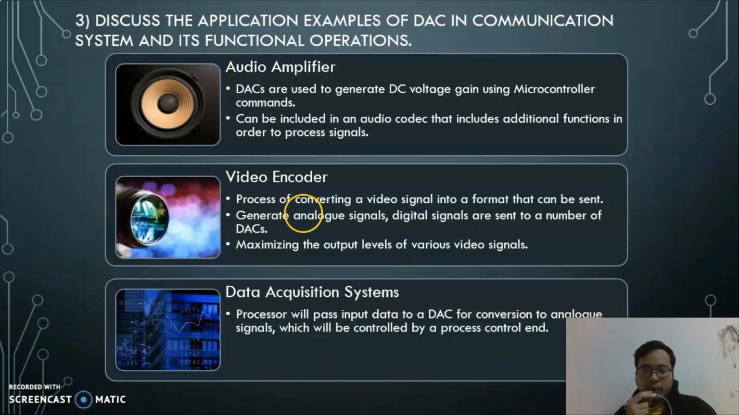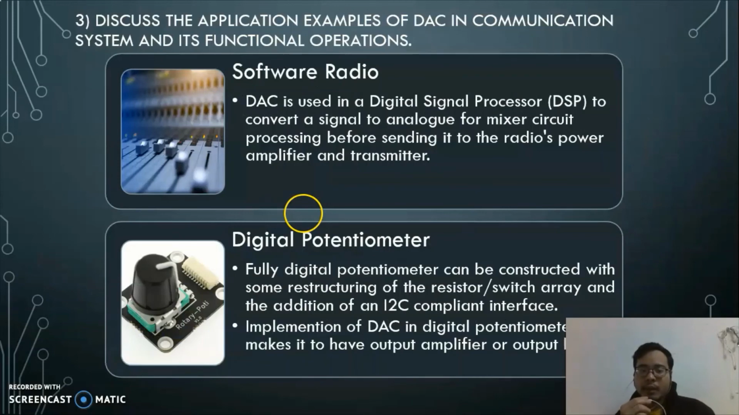Third, DAC is also used in the data acquisition system, where the processor will pass input data to the DAC for conversion to an analog signal, which will be controlled by a process control. Next, DAC is also widely used in software radio, where it is used to convert a signal to analog and send it to the mixer circuit to process before sending it to the power amplifier and transmitter.